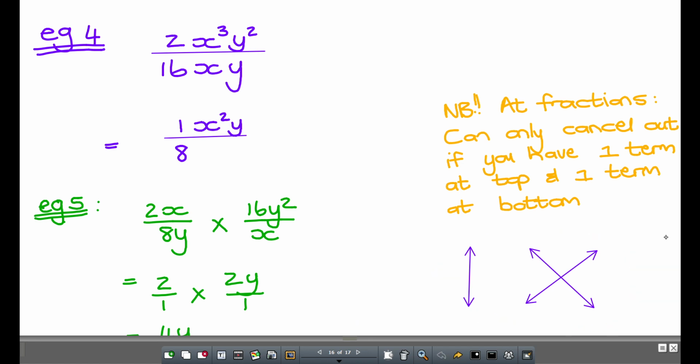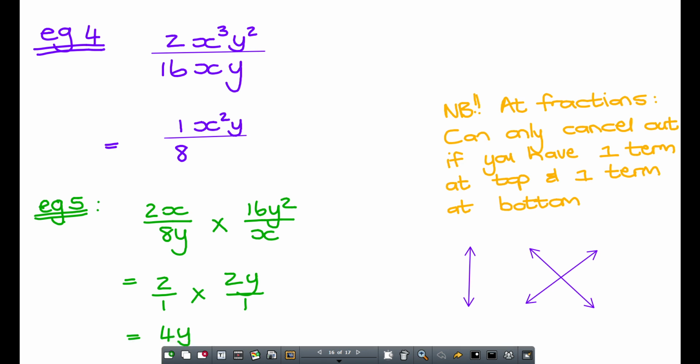When I cancel out, I do it up and down or across. Do you guys see? Okay, so let's quickly cancel out. Let's just see up and down at this first one. 2 will go into itself once. 2 will go into 8 4 times. Is there anything else here that I can cancel out?